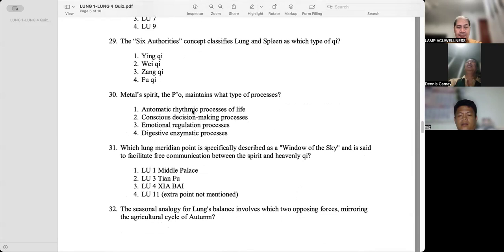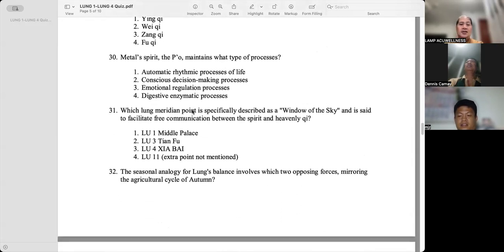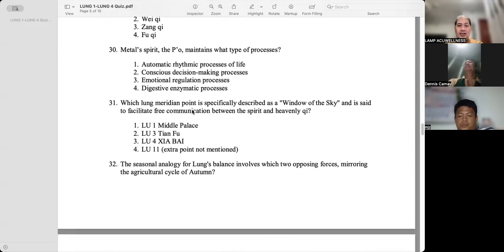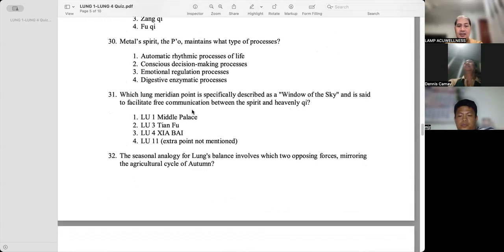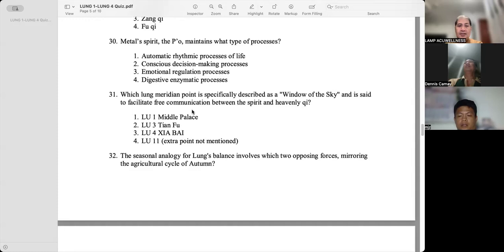The 6 authorities concept classifies lung and spleen as which type of qi? Yin qi. Metal spirit, the po maintains what type of processes? Autonomic rhythmic processes of life.